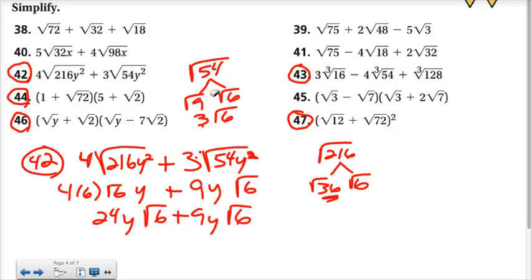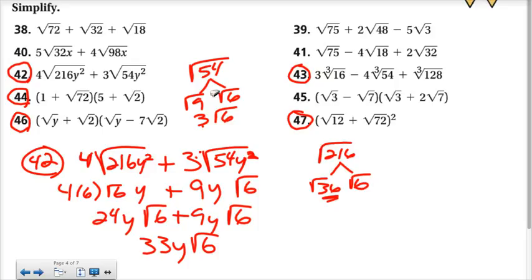And then in the back, I have that already simplified 9y square roots of 6. So it's kind of an educated guess. You go through and you think, okay, I want the smaller one here, it's the easier one to work with. What radical will that give me? And in this case, it's the square root of 6. So if we have 24y square roots of 6 and we add 9y square roots of 6, we have 33y square roots of 6. So there's number 42.